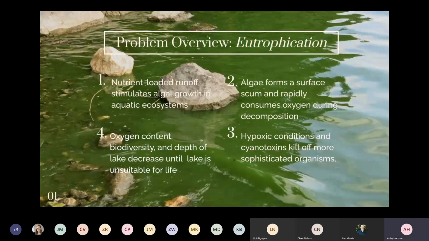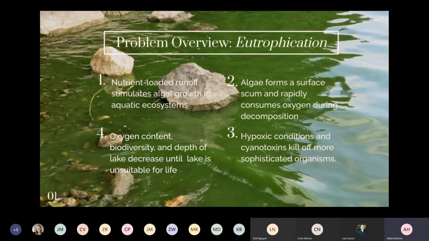When I was imagining what I wanted to do this summer, I started off by thinking about a problem I was passionate about, which is eutrophication. For anyone who isn't familiar with the term, eutrophication is an environmental process that occurs when stormwater loaded with nutrients like nitrates and phosphates stimulates plant growth in aquatic ecosystems. And specifically, algal growth is what we're worried about here.